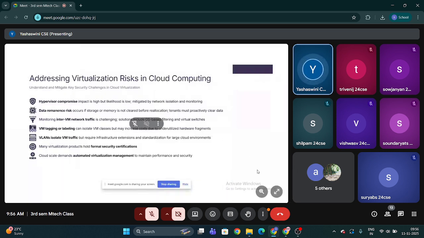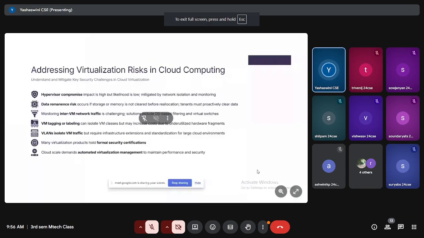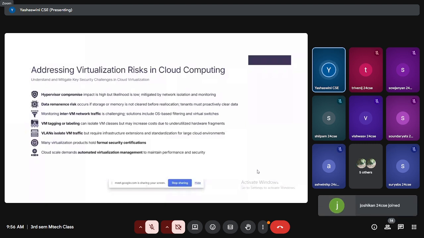Next is inter VM network traffic. So this is also challenging because you have to do the switching using the virtual switches, and also the OS based filtering based upon the type of the underlying hardware. Then you can go with the supported virtual machine. So for each of the virtual machine, we require VM tagging and labeling.